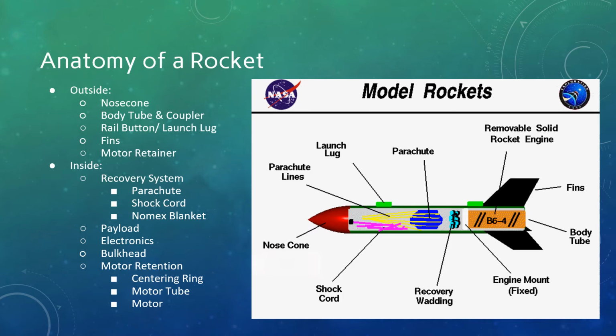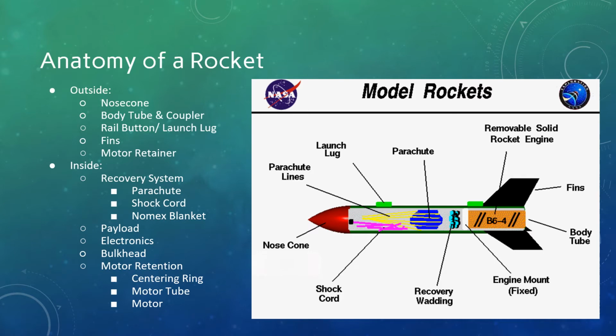And then there's a couple of pieces that go into holding the motor in the rocket. The first one is a centering ring, and that's basically very similar to a bulkhead. It just has a hole in the middle, so it's a ring. The motor is a slightly smaller tube than the body tube. So you slide the motor into the center hole of the centering ring, and then you slide the centering ring and motor into the body tube of the rocket, and that holds the motor in the center of the tube.